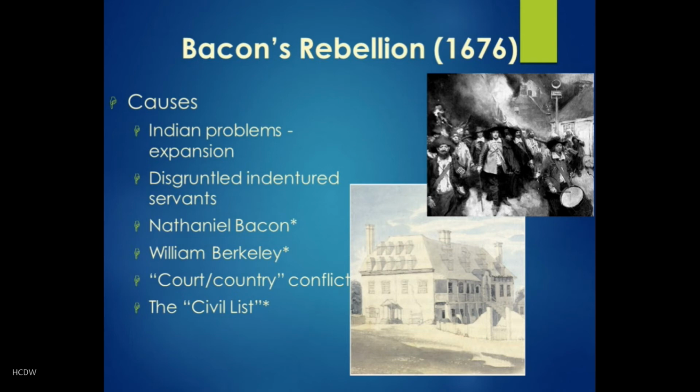Bacon was the son of an aristocrat who had come from England already with a fair measure of money and status. He was a cavalier, and yet he found himself only on the fringes of power. This relates to another factor. William Berkeley, according to the laws of that time, had a civil list of perks and offices that he could assign. We would call this patronage today.